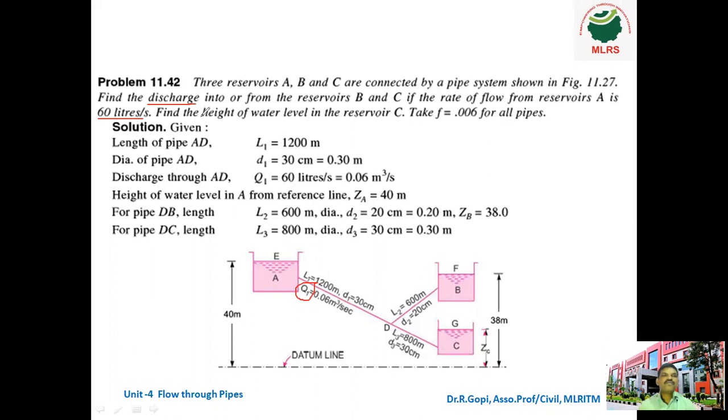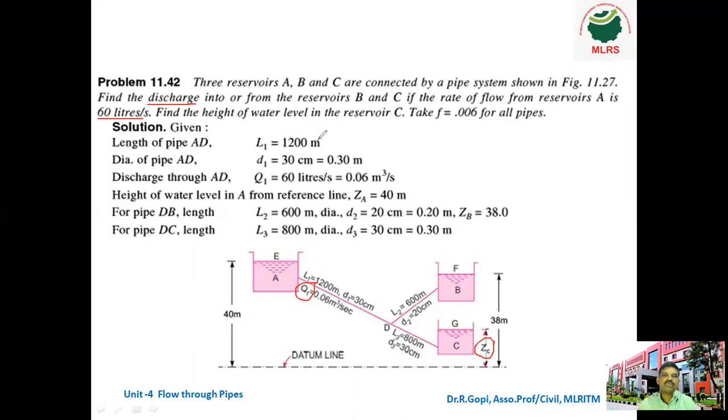Second question, find the height of water level in reservoir C. They are asking for ZC. So ZA is given, ZB is given, ZC is not given, so for that we have to calculate. In this type of question they will definitely give the diagram. So now understand the question.